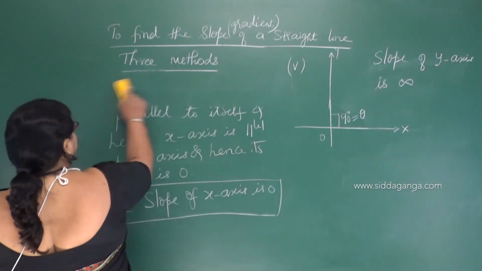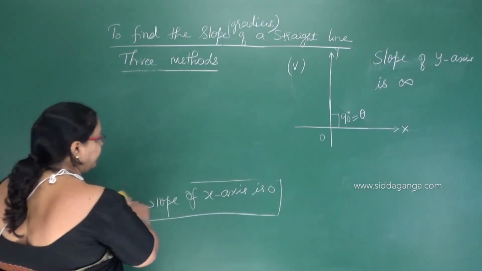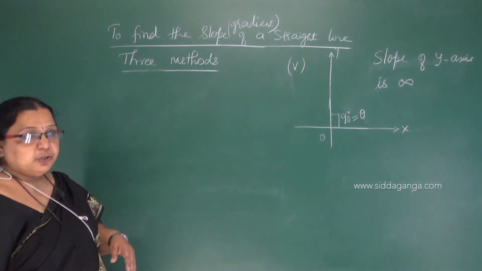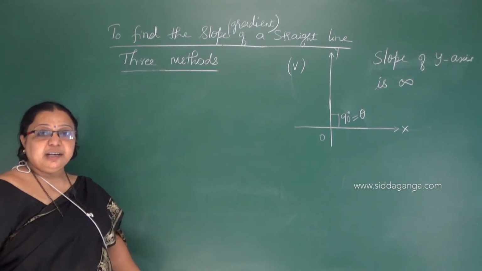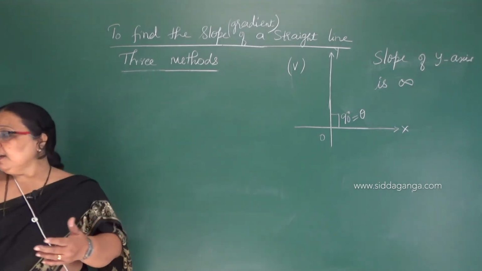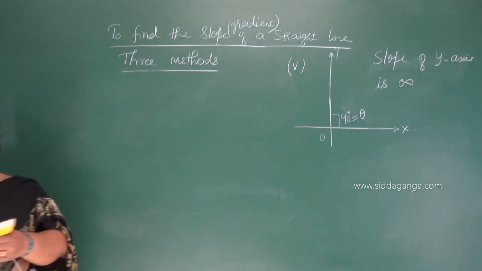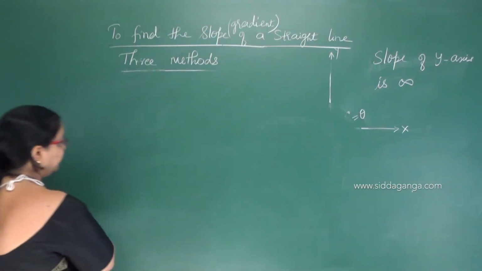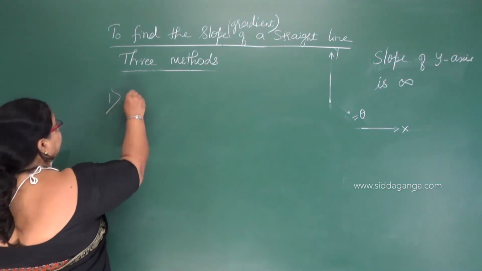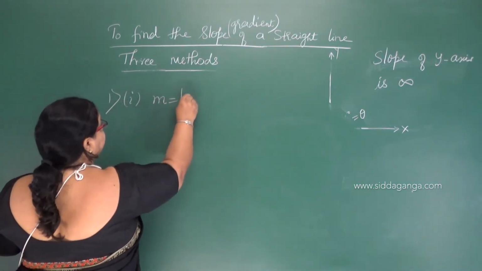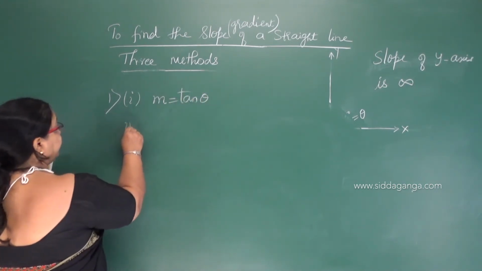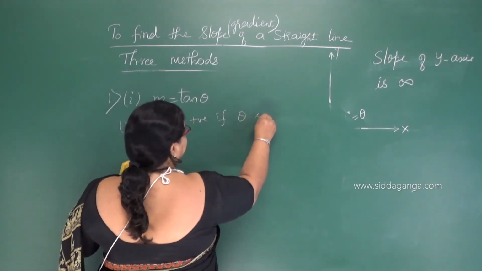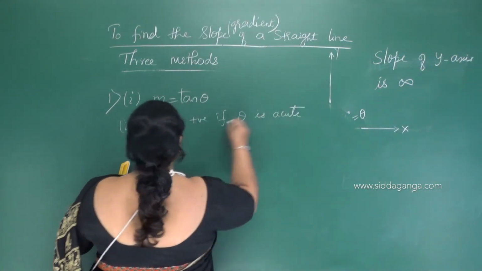In the first method, the inclination of a straight line with the positive x-axis is given. When any line's inclination with x-axis, that is the angle, is given, we have to use the formula. In the first method, the first one is m equal to tan theta. m equal to tan theta. Now m is positive if theta is acute, and conversely.